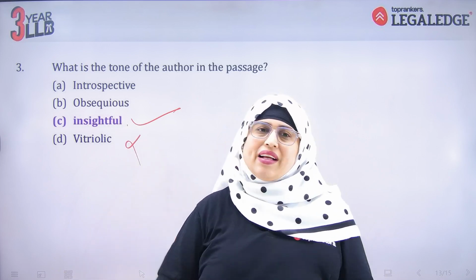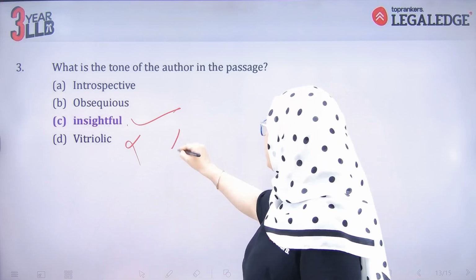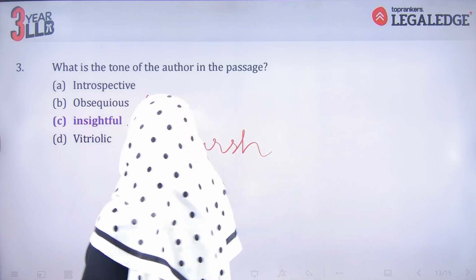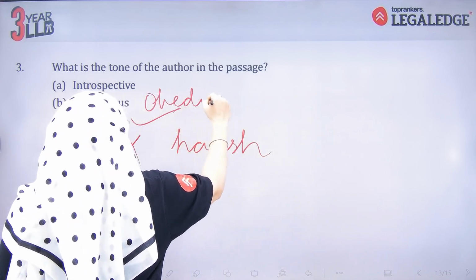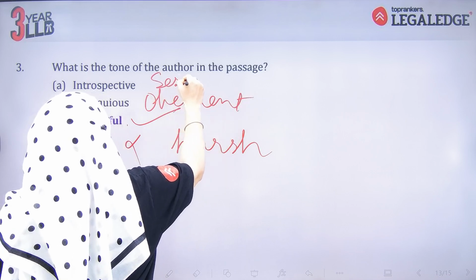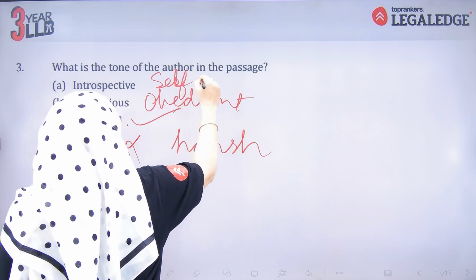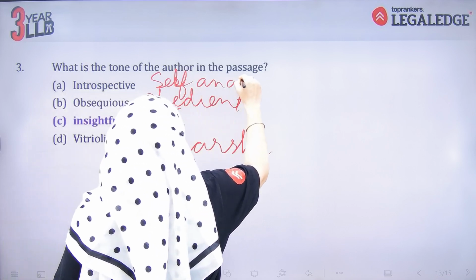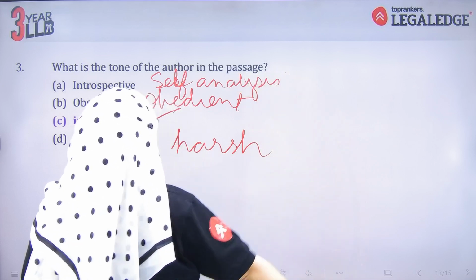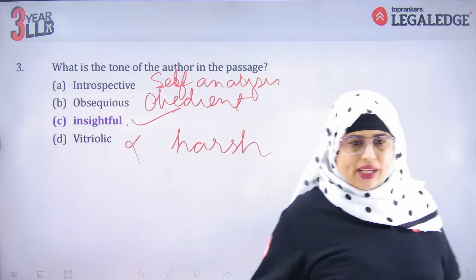Vitriolic cannot be the correct answer because vitriolic means harsh in tone. Okay, obsequious is obedient. So this can't be the correct answer. And introspective is self-analysis. When you actually analyze yourself, self-analysis. So you can see students.